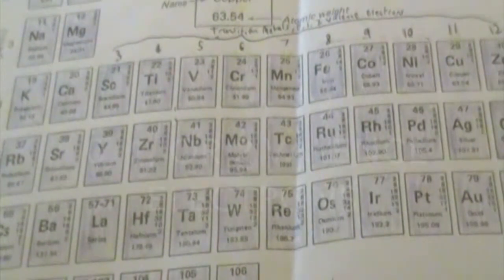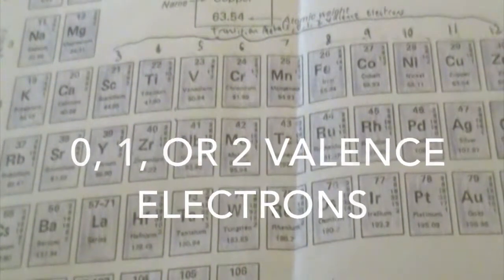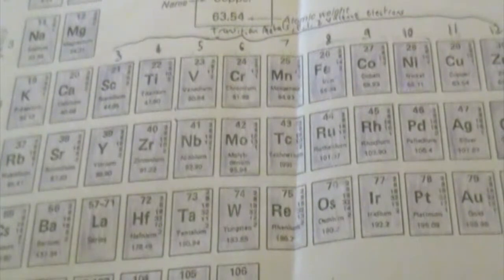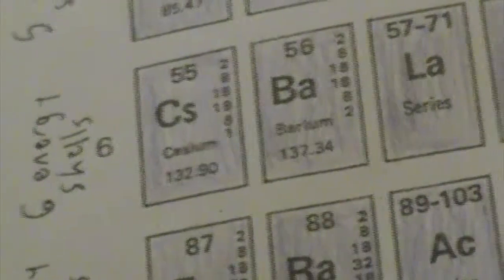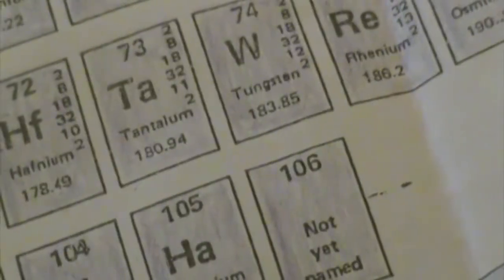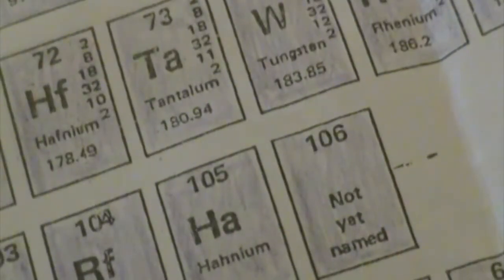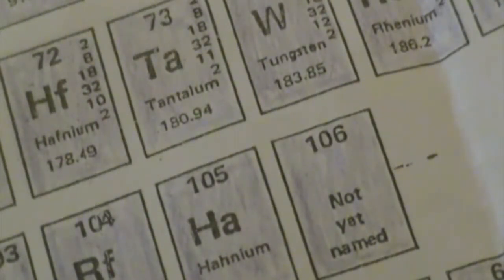Transition metals also have 0, 1, or 2 valence electrons. What are those? Well, I'll explain that later. Take a look at the row tungsten's in. Yeah, it's the sixth one down. What does that mean exactly? The row that the element is in tells us what period it's in. Periods tell us how many energy shells are around the nucleus. Energy shells are those rings that hold electrons.